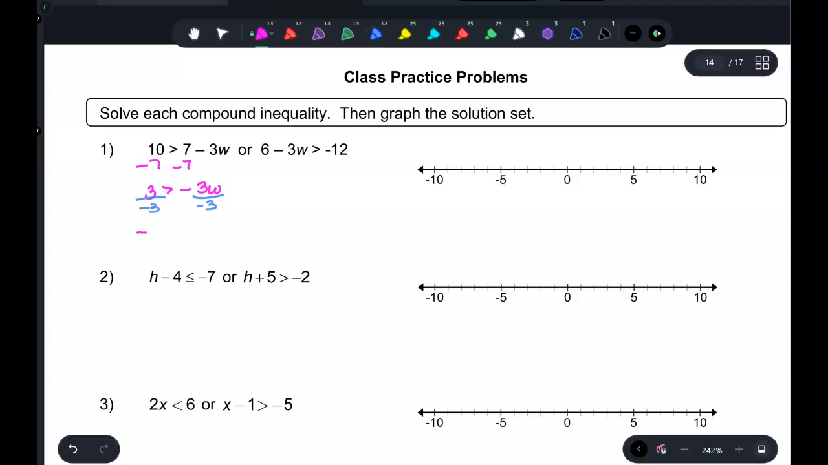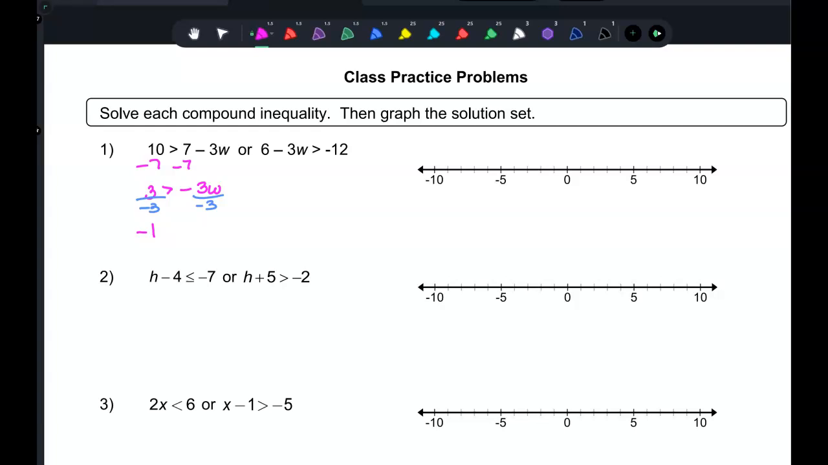Okay, so it's going to be -1 is greater than w. Okay, so what happens? No, it's the other way. We're going to switch it. So it's going to be less than w. And then for the other one, you do -6. Wait, why wouldn't you do plus? Oh, yeah, you're right. You have to put the "or."